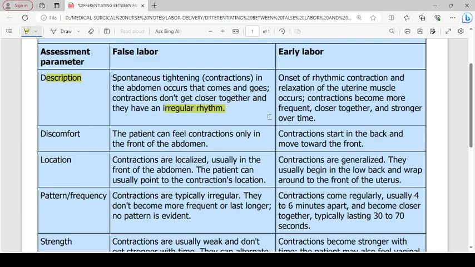In terms of discomfort, the patient can feel contractions only in the front of the abdomen for false labor, whereas in early labor, contractions start at the back and move towards the front. In terms of location, contractions are localized in false labor and usually they are just in the front of the abdomen. The patient can usually point to the contraction's location. Whereas for early labor, contractions are generalized and they usually begin at the lower back and wrap around to the front of the uterus.